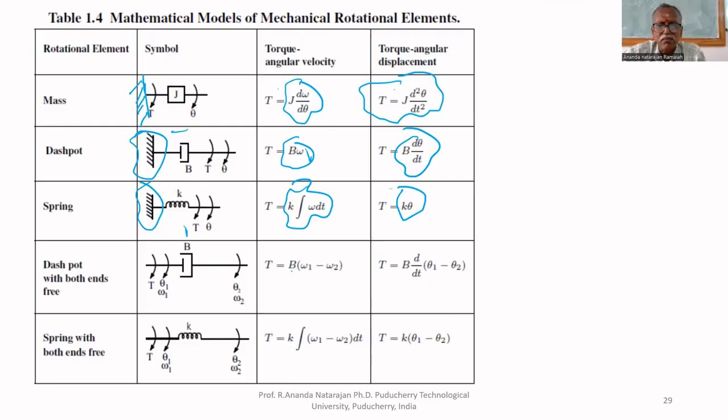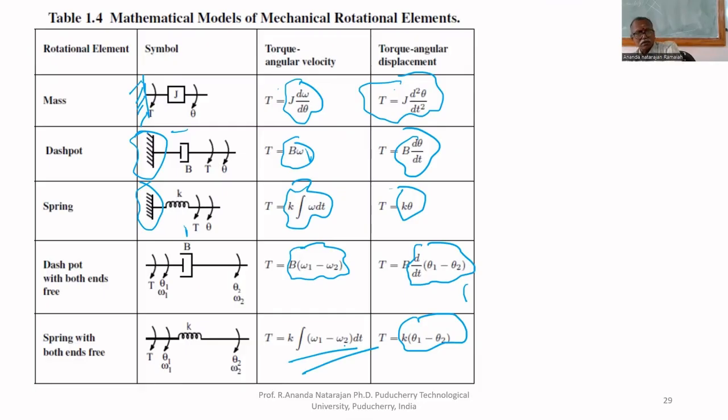If both ends are free, in the case of a dashpot, it is b omega 1 minus omega 2, or b d theta 1 minus d theta 2 by dt. In the case of a spring with both ends free, it is k theta 1 minus theta 2. If you know the velocity, it is k integral of omega 1 minus omega 2. That's all. So these are all we should remember to obtain the mathematical model.